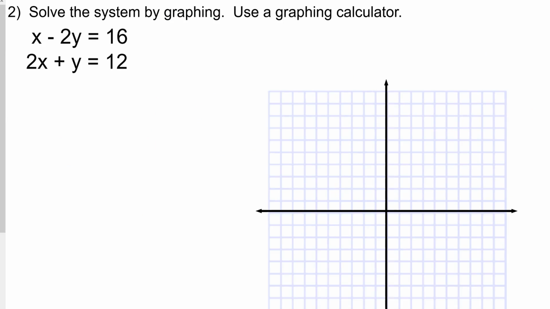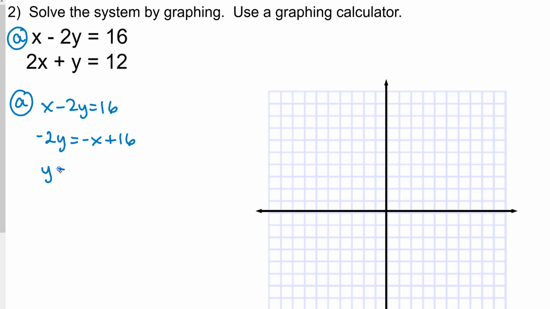For number 2, we're solving the system by graphing, same system, but we're going to use a graphing calculator. So we may have done this in our class time together, but if you missed that, here's what we want to do. I'm going to take equation A and isolate y. We have x minus 2y equals 16, subtract x from both sides, divide both sides by negative 2, and that's the equation we'll type in the calculator.